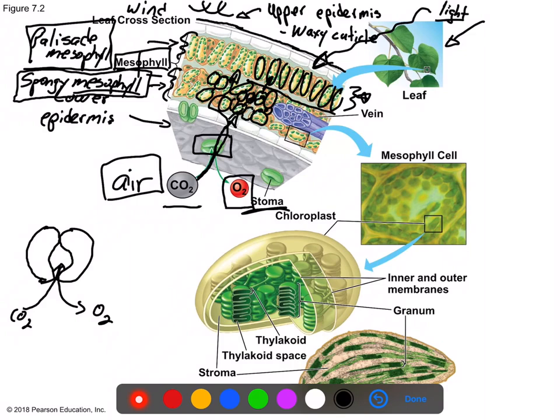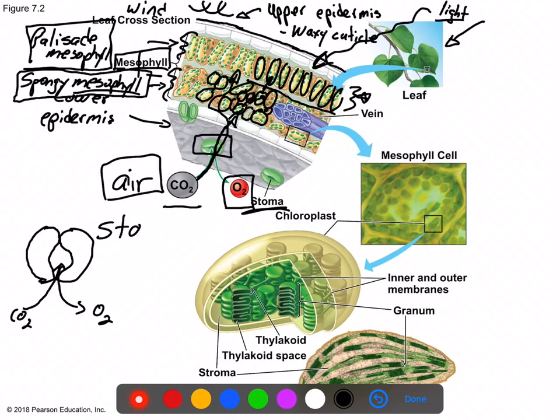So I want you to know that about the spongy mesophyll. And we have now applied something that we learned in Chapter 5, diffusion, in the context of photosynthesis, or at least the structure and anatomy of the leaf.